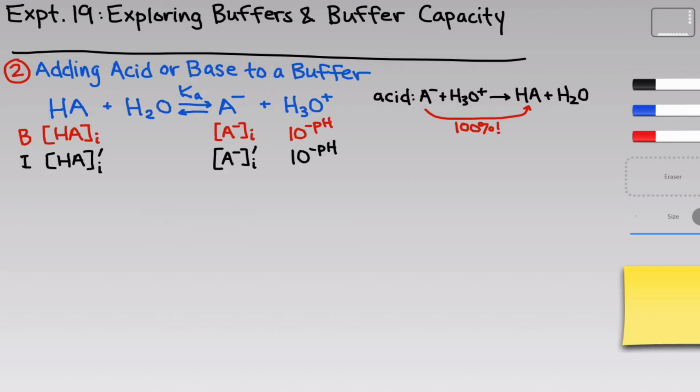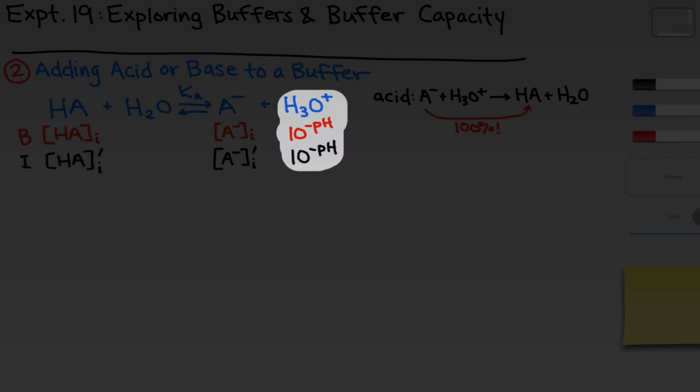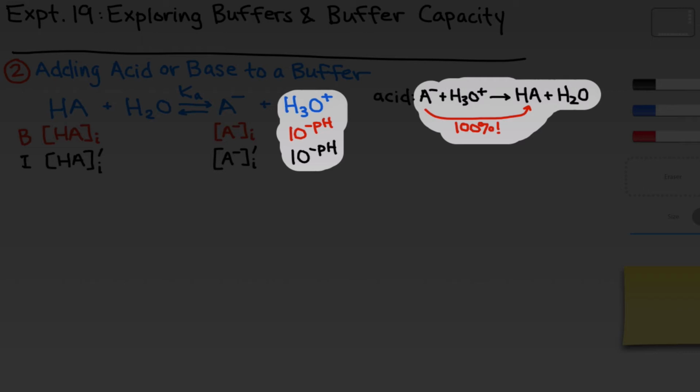And that's because the added acid consumes or reacts with A minus to form HA. A third thing to notice is that the H3O plus concentration in this new initial line has not changed. That's because we've thought about the H3O plus that's present in the buffer initially as completely separate from the H3O plus that's added as the strong acid. So we can consume all of the added H3O plus through the complete reaction that you see on the right here and leave the H3O plus that was present in the buffer initially untouched.